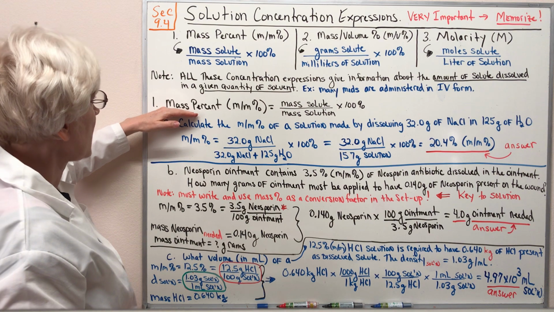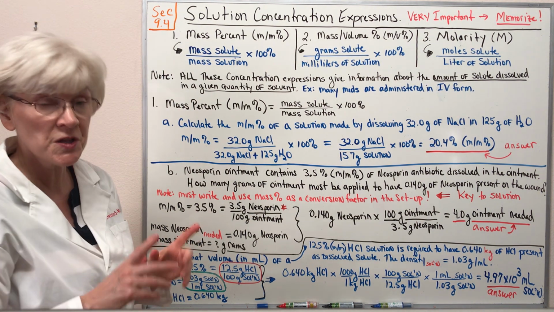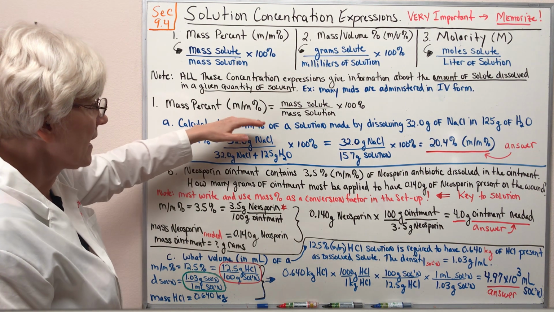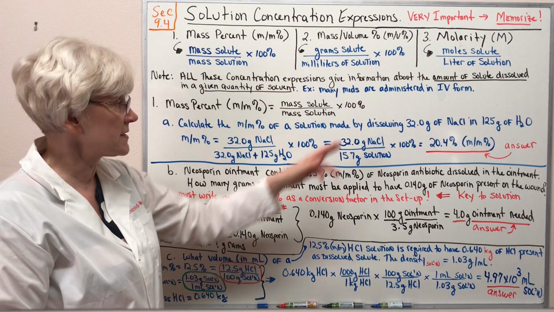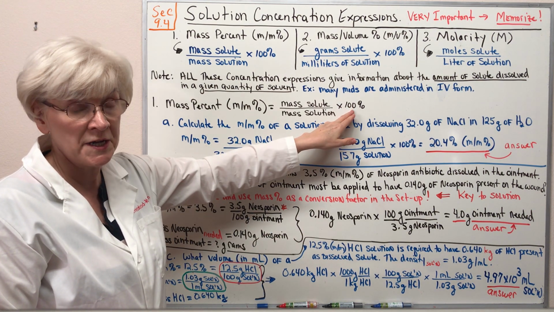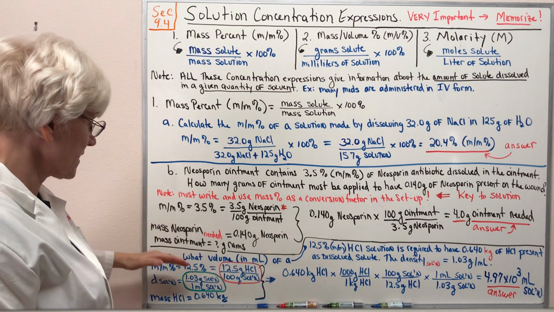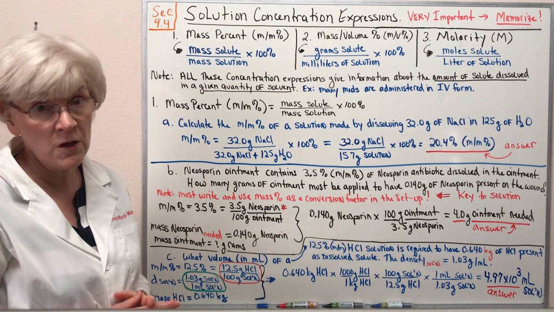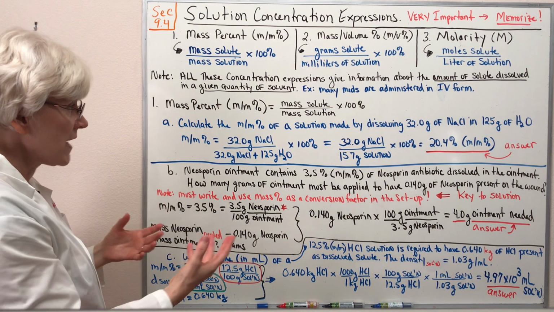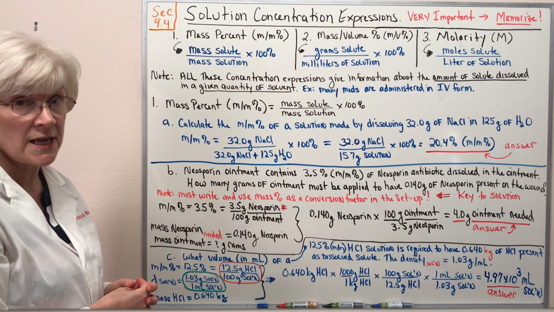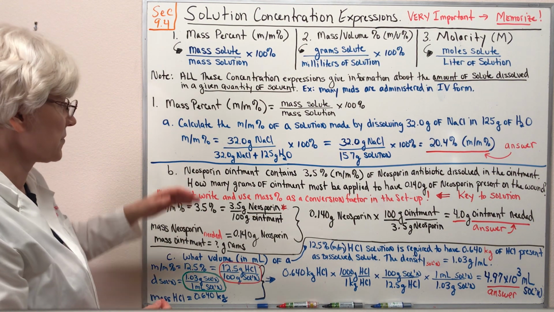So mass percent, the first of the three concentration expressions that you are responsible for. Again, defined as mass of solute divided by total mass of solution times 100 to convert to a percent. And we're going to do three different calculations involving mass percent. The first is a straightforward introductory calculation. How do you determine a mass percent of solution?